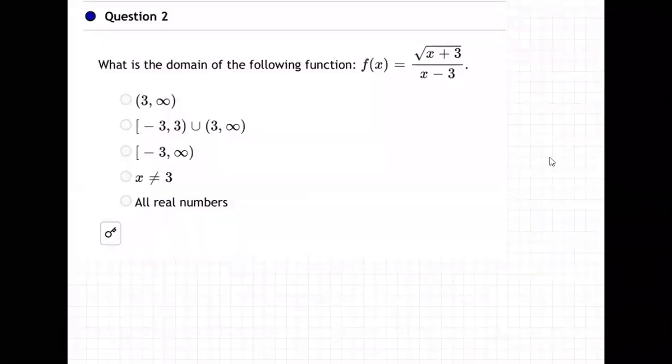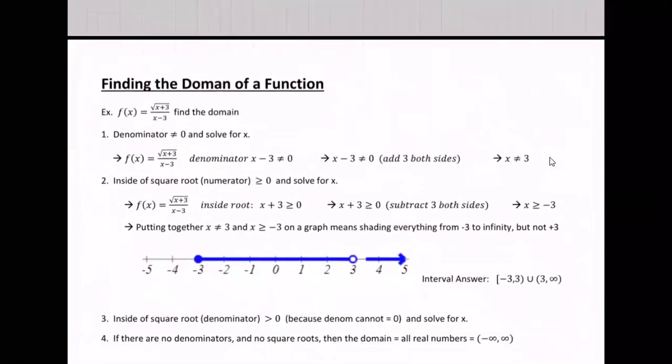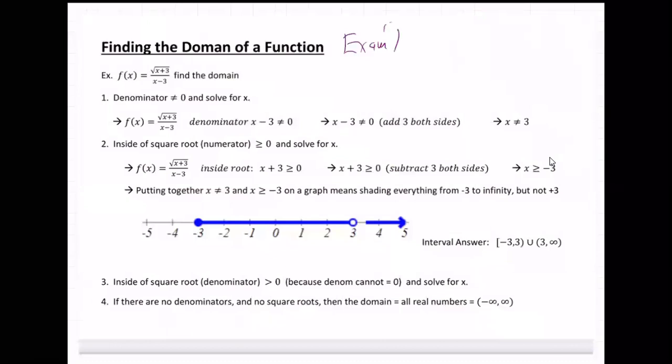Okay, so on this one, they're telling us to find the domain. So whenever you see domain, then you think, okay, what is allowed? What x's are allowed, or what x values are allowed? Okay, well, we already know. So look in here. Here's the notes. This is the exam one notes again.